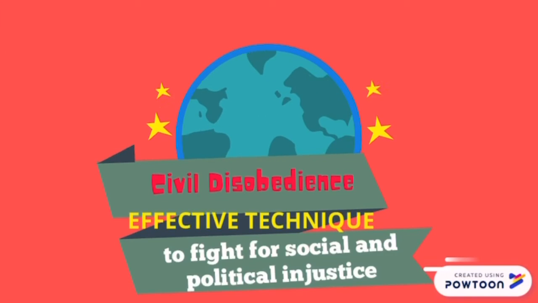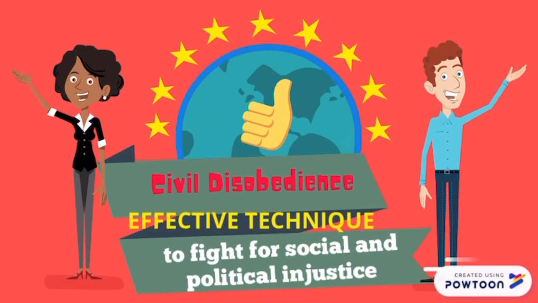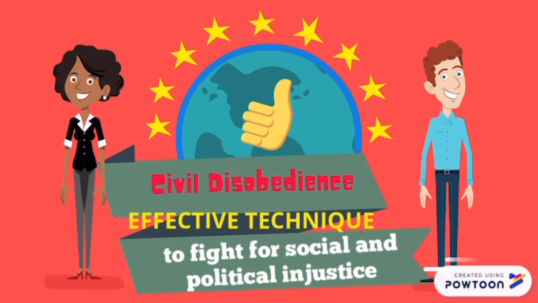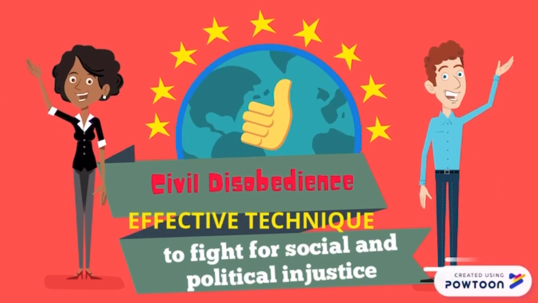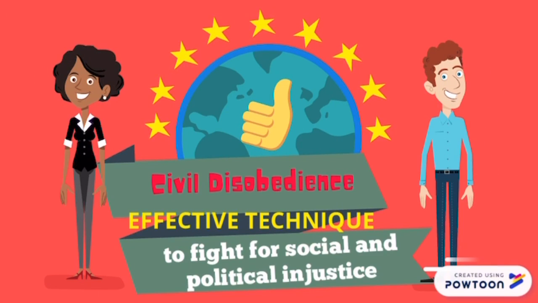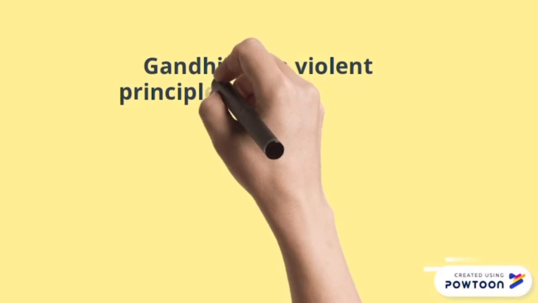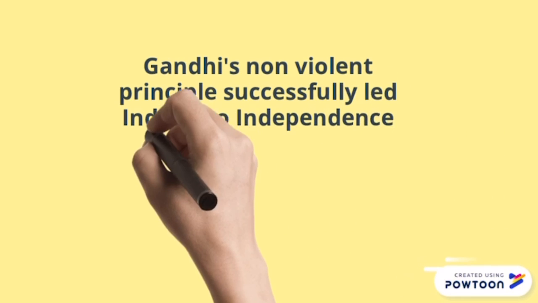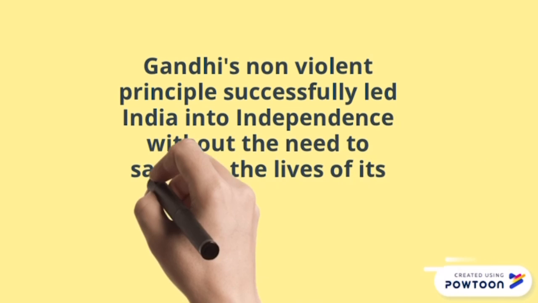Furthermore, the worldwide news coverage of the non-violent Dandi March has completely shown the effectiveness of civil disobedience as a technique for fighting against social and political injustice. Most importantly, Gandhi's non-violent principle has successfully brought India into independence without having to sacrifice the blood of their people.